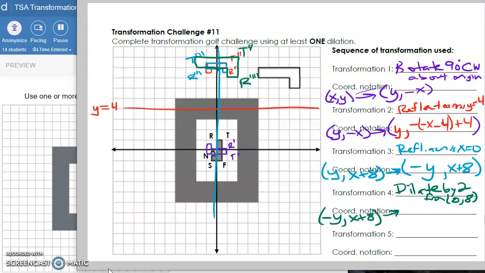All my other pieces have, oh, that's not my T, sorry. That's my F. Looking at the original shape, I lost track. I forgot that I flipped. So sorry, this is my T4, and this is my R4 in green around this corner. This corner up here is my F4. Okay. So how do I describe that dilation by a factor of 2 from (0, 8)?